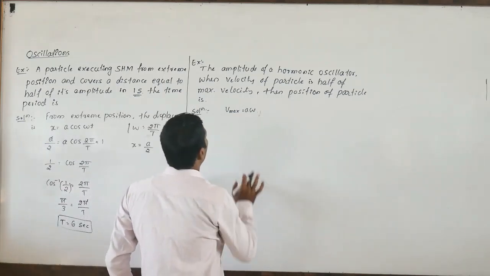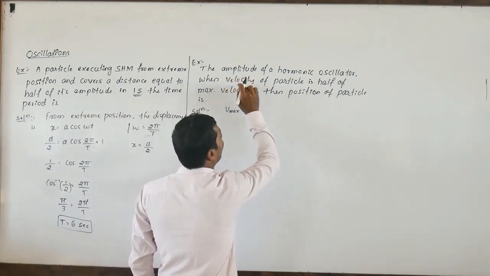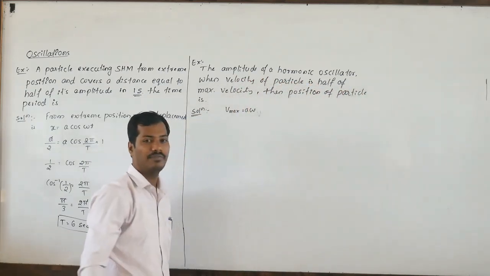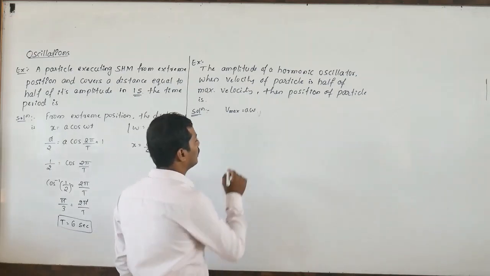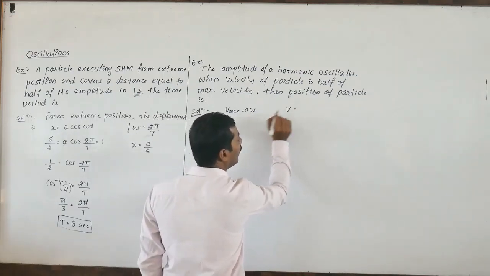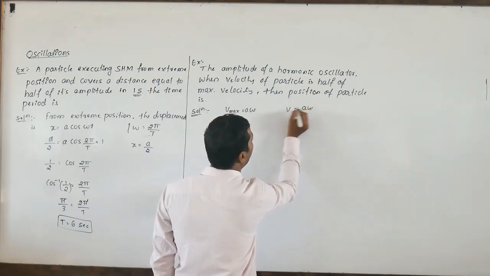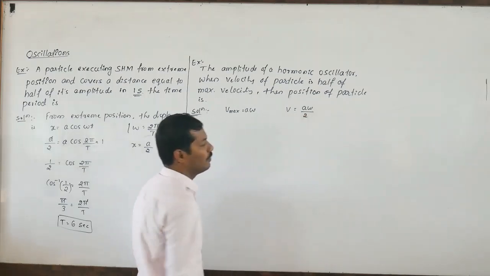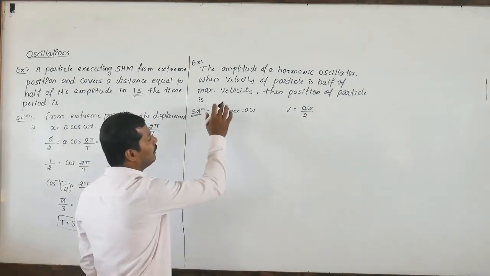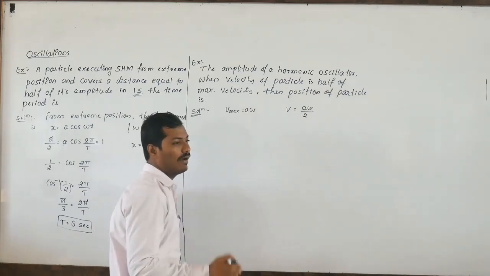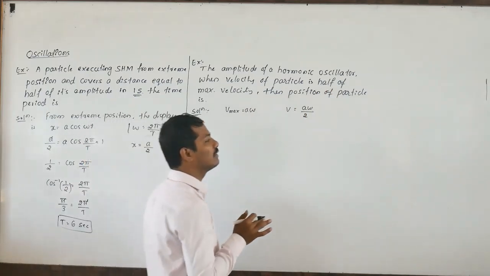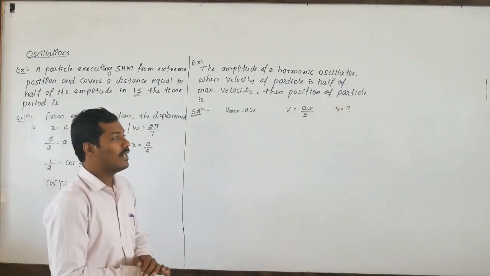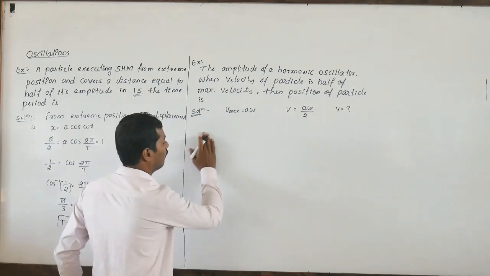But when the velocity of a particle is half of the maximum velocity, the velocity should be half of its maximum velocity, that is the maximum velocity divided by 2. Then what is the position of the particle? We have to find the position of the particle, which is its displacement, y. What is the position of the particle here? Now we have to calculate.